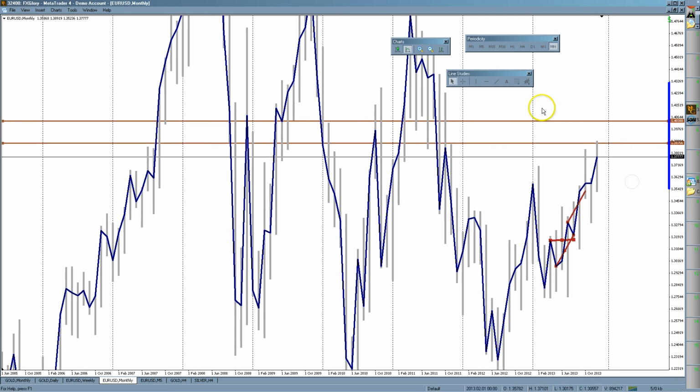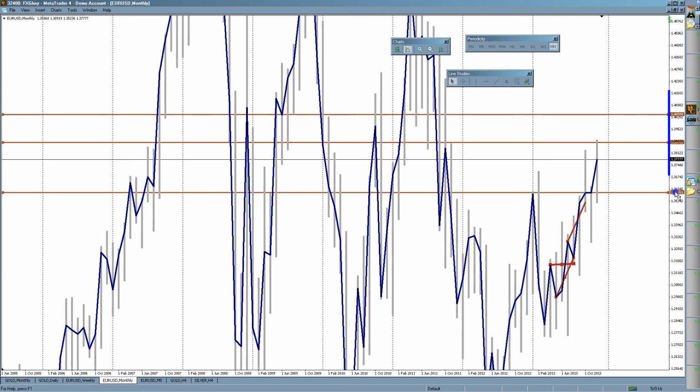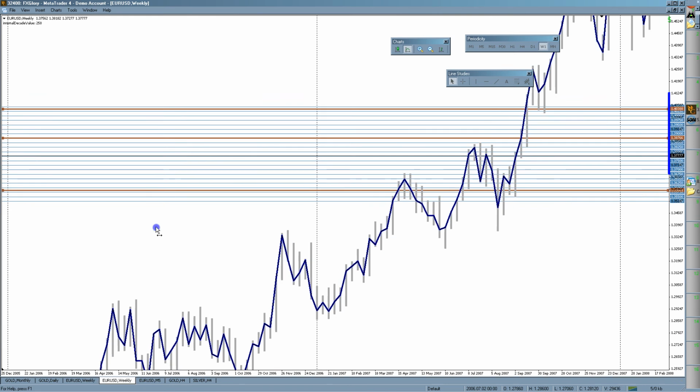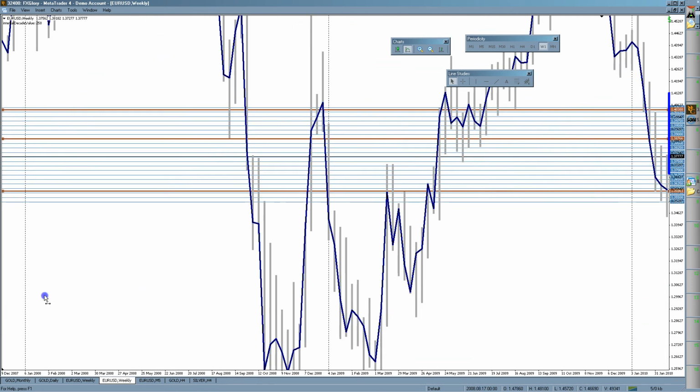And so the new support on the monthly is going to be here. So this flat line here, this would be a hammer. But it'll also be like a hanging man. I mean, right now this is like a doji, depending on which time frame. Now this is monthly, so go to the weekly and take a look at that.